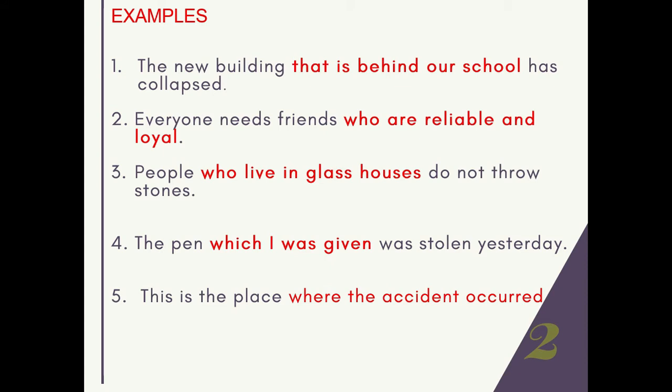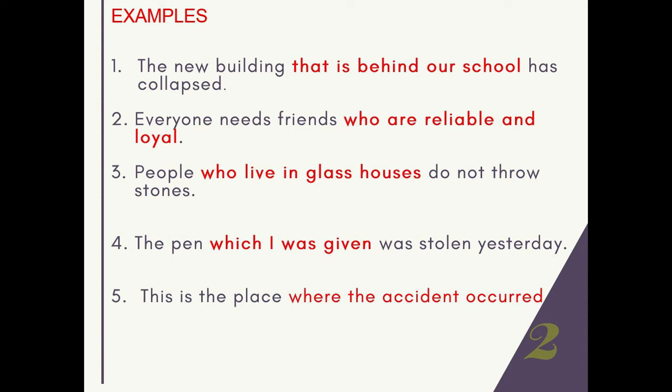Now, this is a little bit different from noun clauses. I will still explain how you can easily differentiate them. Although you might have noticed that that and WH words too are used to introduce the structure, they are not the same thing as noun clauses. The pen which I was given was stolen yesterday. This is the place where the accident occurred. You can see that telling us more about the place.